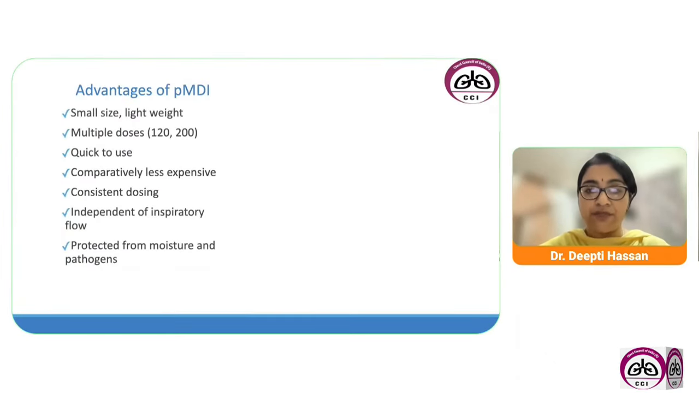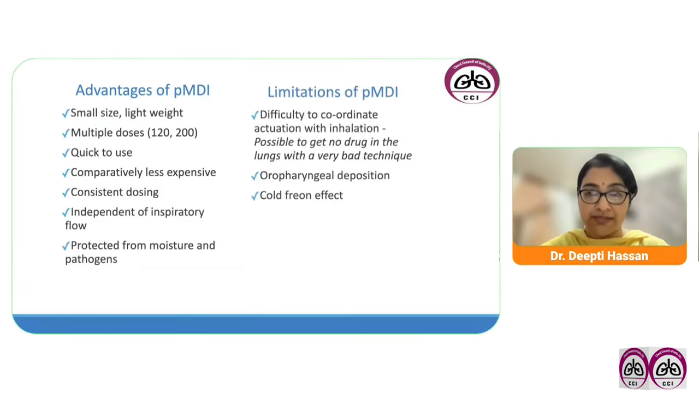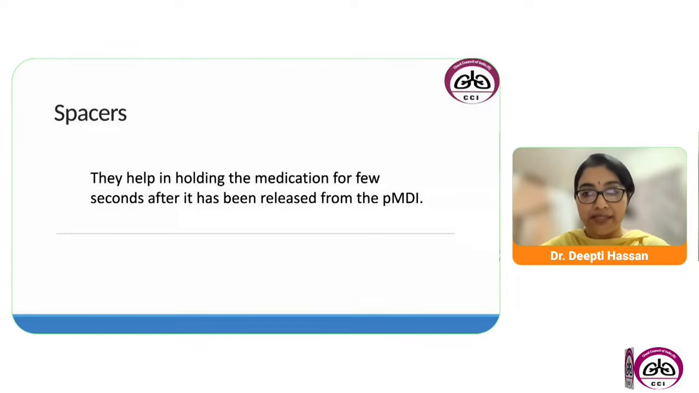So the advantages of an MDI: it is small in size, multiple doses, less expensive, there is consistent dosing, it is independent of inspiratory flow, and it is protected from moisture and pathogens. But its limitations are, it is difficult to coordinate. The patient should be able to do so, otherwise with a bad technique, sometimes no drug is deposited at all. There is a lot of chance for an oropharyngeal deposition, and as I've already mentioned, the cold freon effect. So that is why there are spacers.